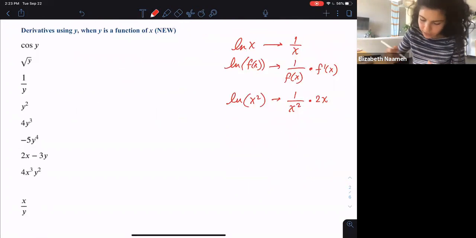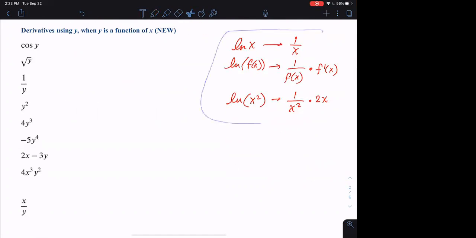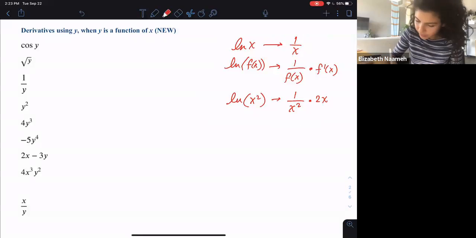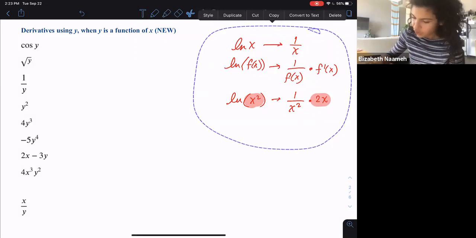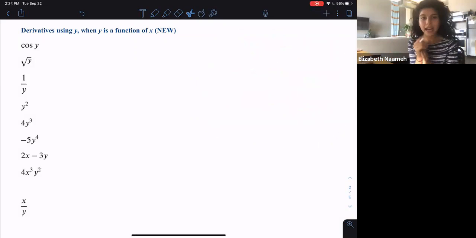Let's move on to the next part. Where did you get 2x from? The derivative of the inside. Times the derivative of the inside. We always multiply by the derivative of the inside. All right, let's go now to the next part.